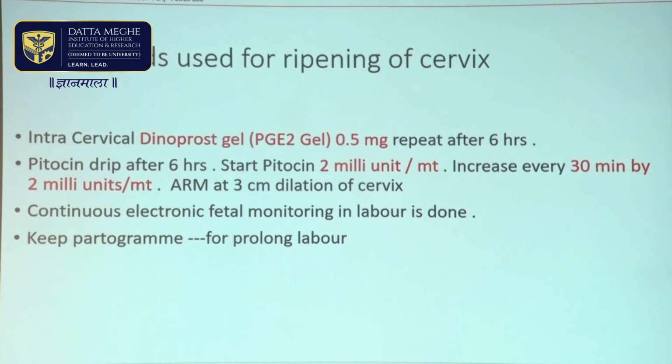In the labor, continuous electronic fetal monitoring is required. Keep the partogram also for the progress of the labor, where we assess every hour the descent of the head per abdominally and by PV examination, and uterine contractions every 30 minutes we assess, then the dilatation of cervix. So, these 3 points are assessed in partogram. So, we monitor the fetus, we monitor the mother whenever induction of labor is planned or ripening of the cervix is done.